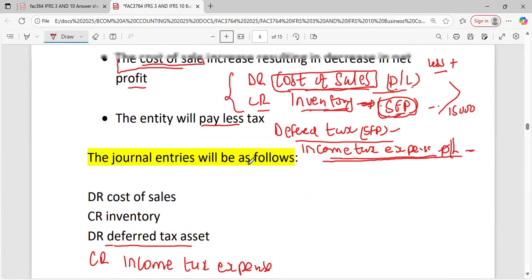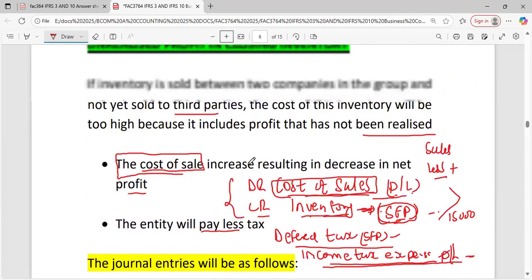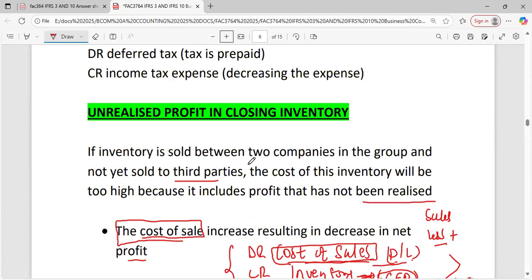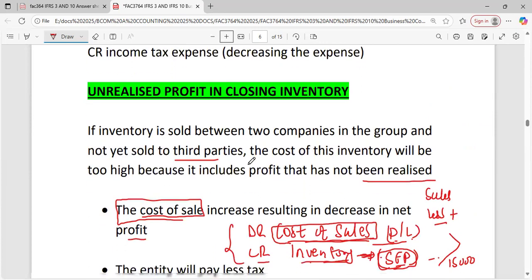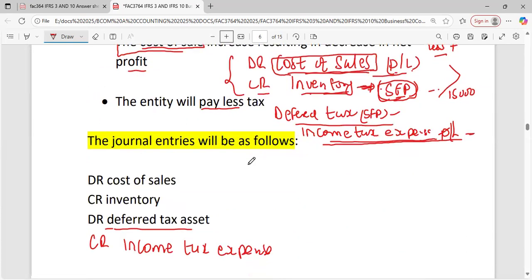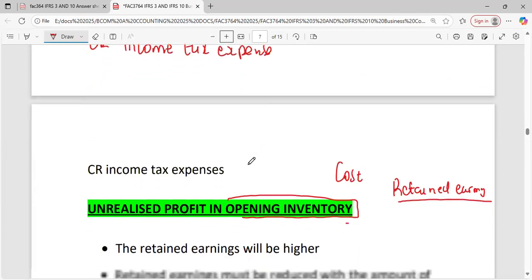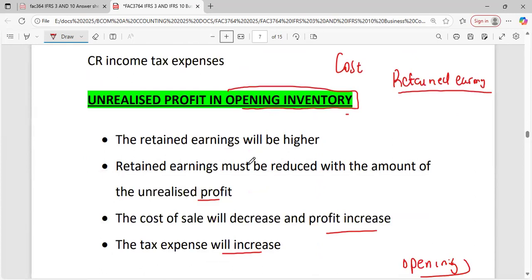I don't know if you guys have a question, especially on unrealized profit in closing inventory and unrealized profit in opening inventory. Because these are the two that you will be working with much. It's either opening inventory or closing inventory, so you must know how to treat it.